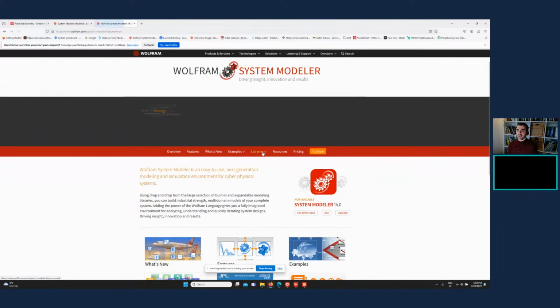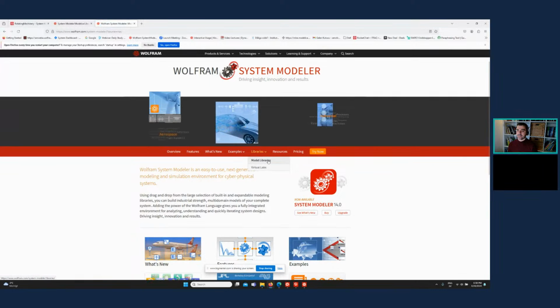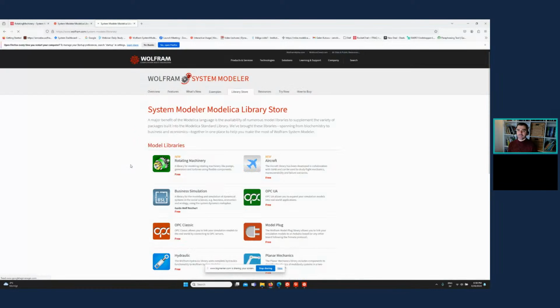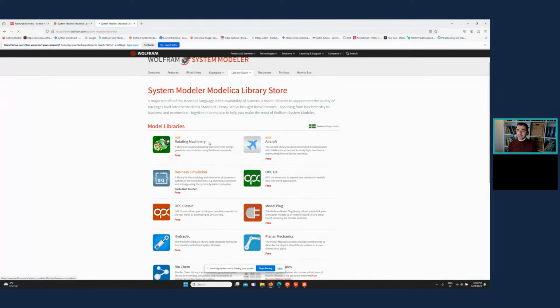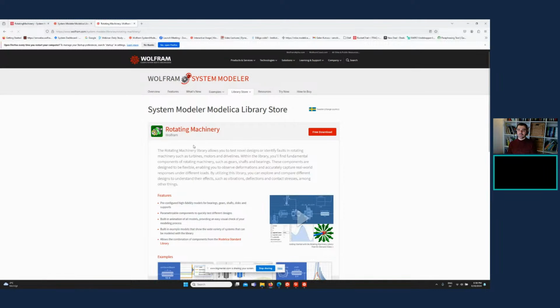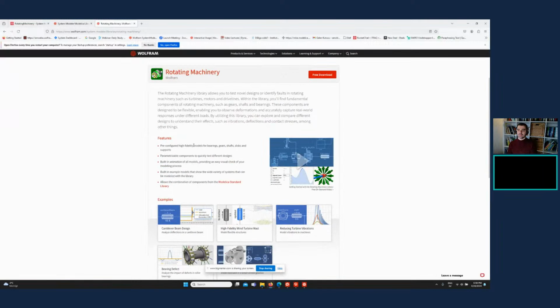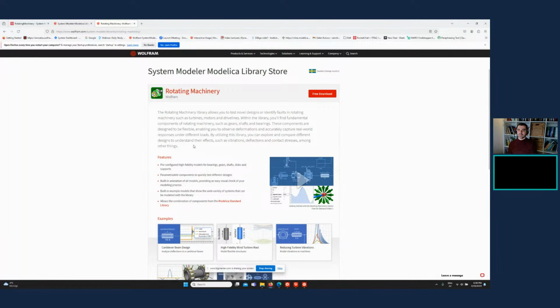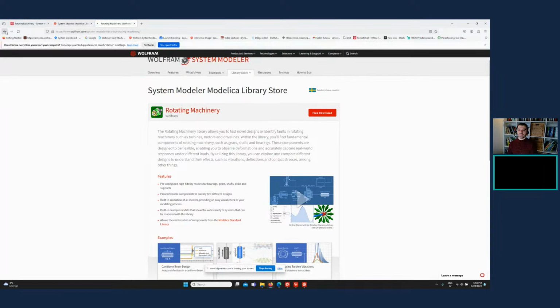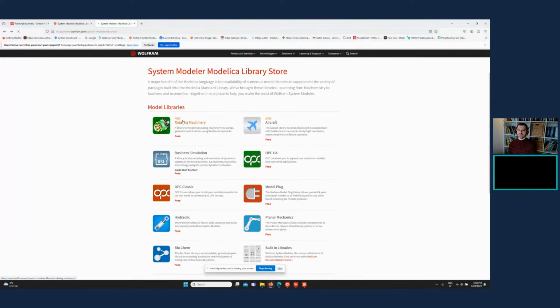When we get here, we have the libraries. And inside the libraries, we have rotating machinery and the others like aircraft and business simulation and so on. Good. So from there you can find the rotating machinery library and download it. But as you saw, there were also other libraries, and all of them will look similar to this. You see here that there's a short description of it, but there are also links to examples of how to use it and how it works and so on. So there's plenty of resources.